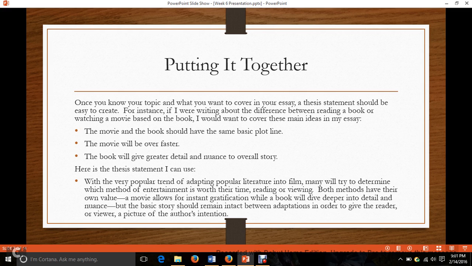So we could see that this is 1 to 2 sentences. It clearly shows that I'm comparing the movie to the book. It shows the contrasting elements as well. And so we see a structure coming from this thesis statement. We know what type of paper it's going to be. We have a clear indication of topic, that I'm comparing and contrasting movies and their book counterparts. And then it shows the similarities and differences, the point of view, the stance that I have based on those elements.